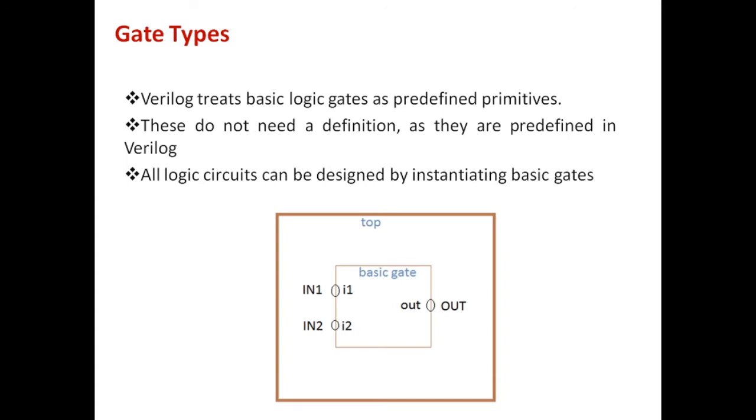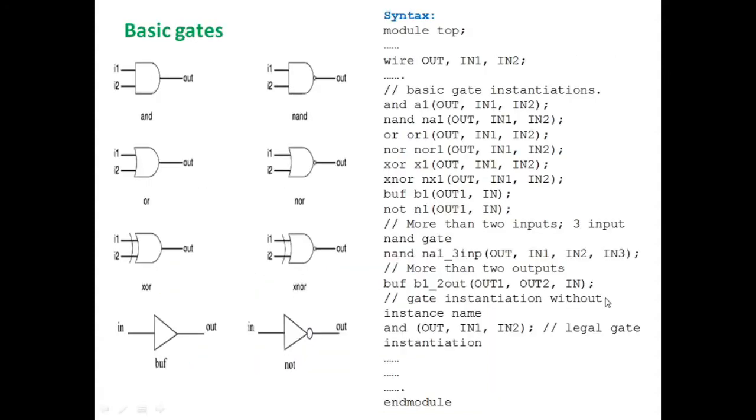We know that a logic circuit can be designed by using logical gates, but Verilog supports these basic logic gates as predefined primitives. Like you can see here, I am having AND gate, NAND gate, OR, NOR, XOR, XNOR, buffer, NOT. All this comes under the category of basic gates. So Verilog treats all these gates as predefined primitives. That means these primitives are instantiated like modules.